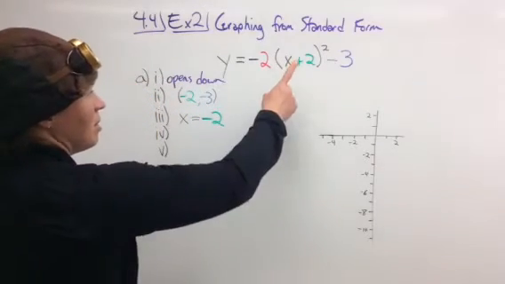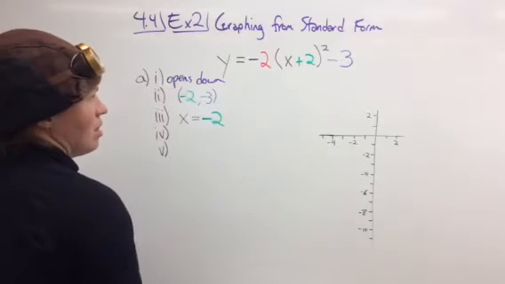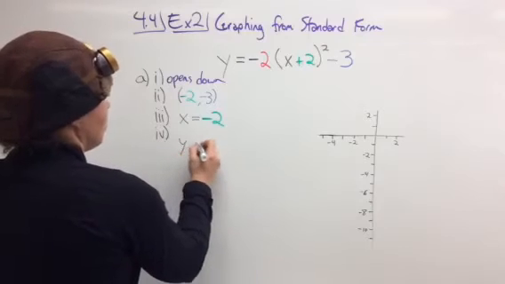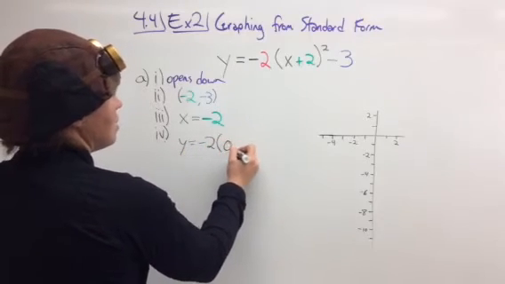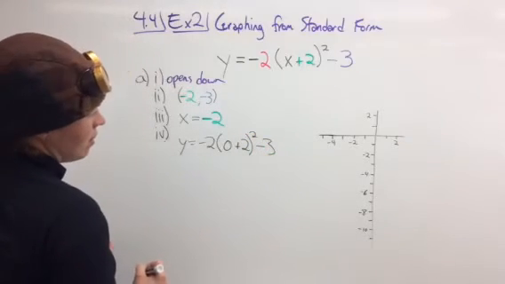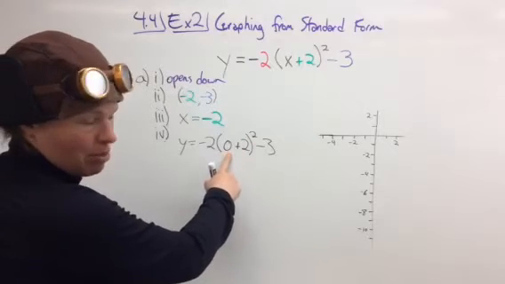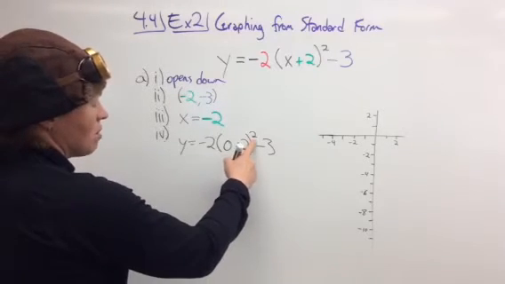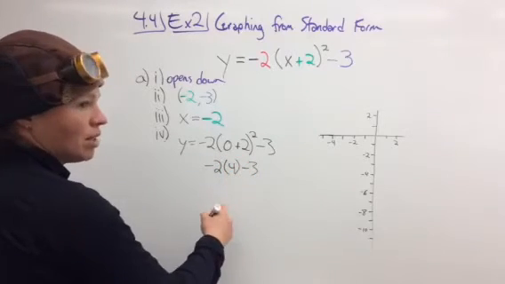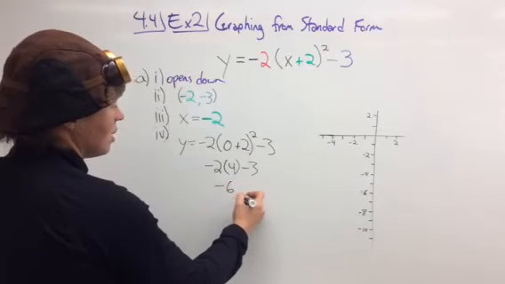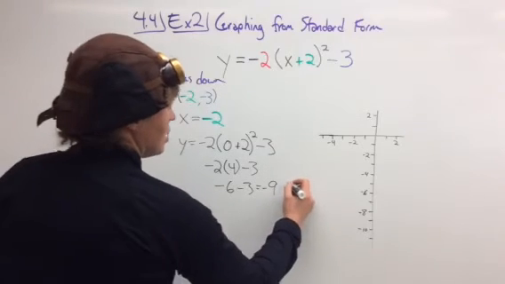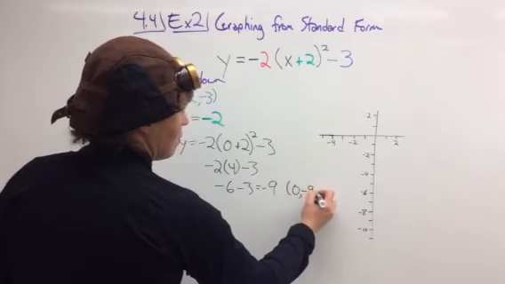If I put 0 in for x, then I will get the y-intercept. So let's just move this guy for now. And I write y equals negative 2 times (0 plus 2) squared minus 3. So I have to use BEDMAS. 0 plus 2 is 2. Squared is 4. So I can rewrite that as negative 2 times 4 minus 3. Negative 2 times 4 gives me negative 8. Minus 3 gives me negative 11. So I'm going to have one point at 0 and negative 9.